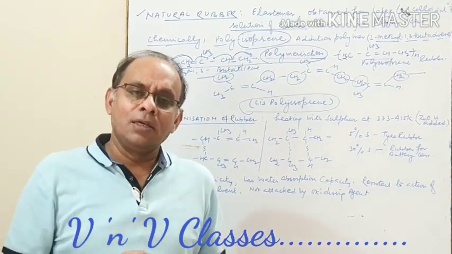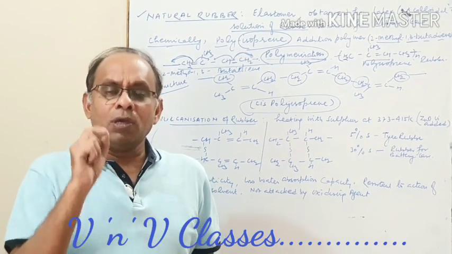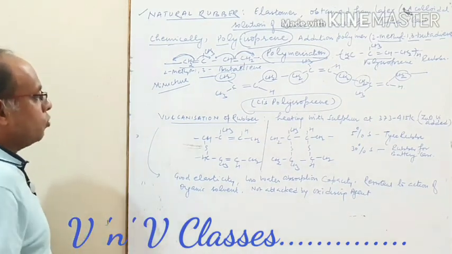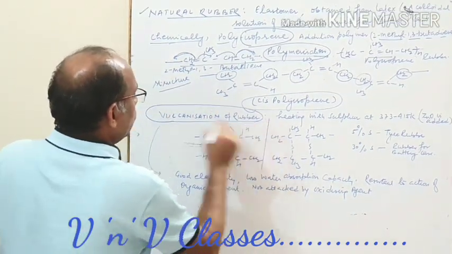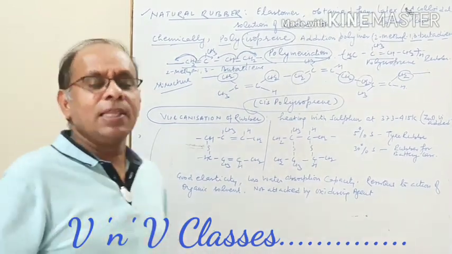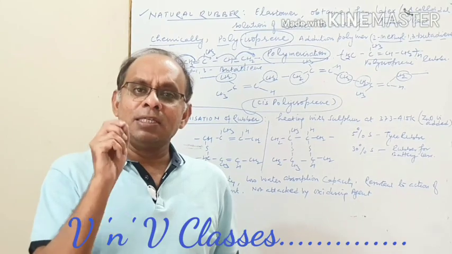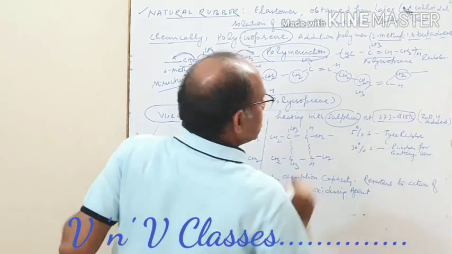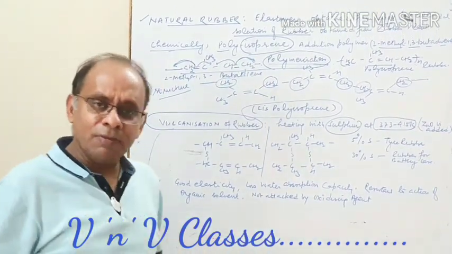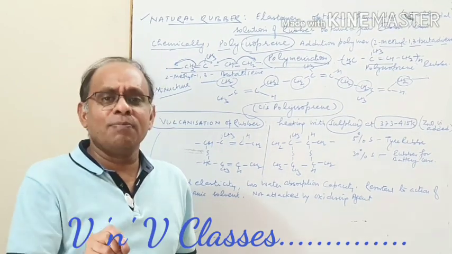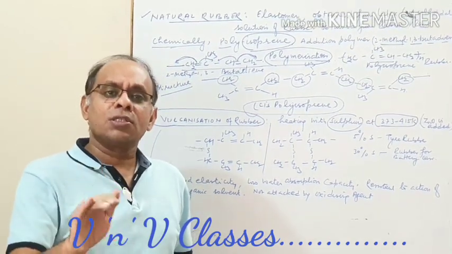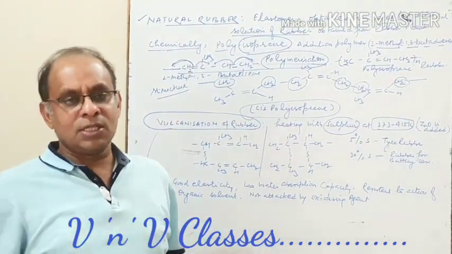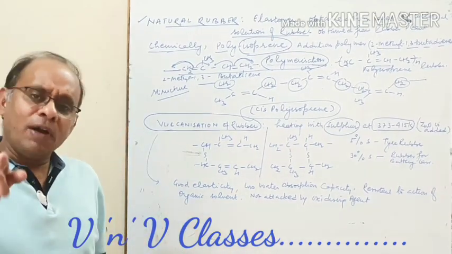So in 1839, Charles Goodyear, what did he do? To get better properties of this natural rubber, Charles Goodyear carried out a process called vulcanization of rubber. Vulcanization of rubber means this natural rubber is heated strongly with sulfur, at a temperature of approximately 373 to 415 Kelvin. Since at this temperature, on heating with sulfur, the process is slow, we add zinc oxide as an additive to increase the rate of reaction. So this is vulcanization.